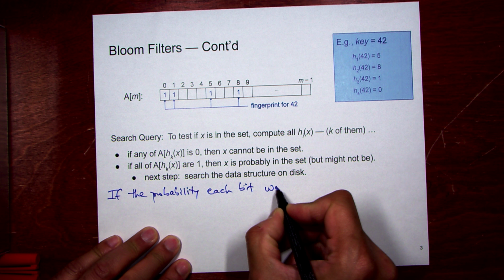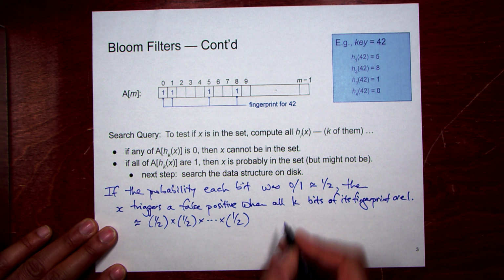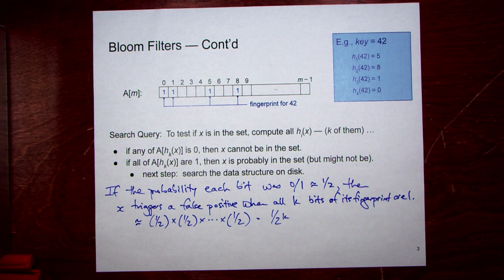So when all k of the bits of its fingerprint are 1s, from the simplistic point of view, and I realize I'm making it more simplistic, I can't do the full analysis, but it feels like it's going to be a half times a half times a half, k times over, which is 1 over 2 to the k. Okay, so that's how likely it is. And in general, and we're going to see this a little bit later, this is how you pick k. Whatever your error tolerance is, you would pick k according to that.